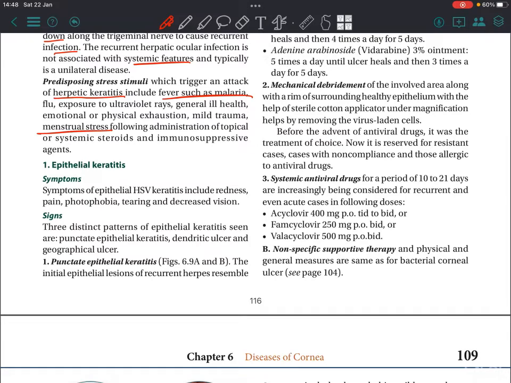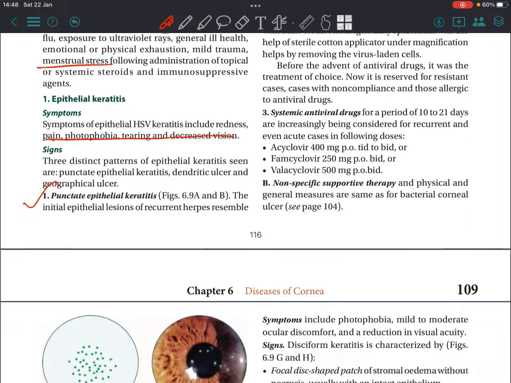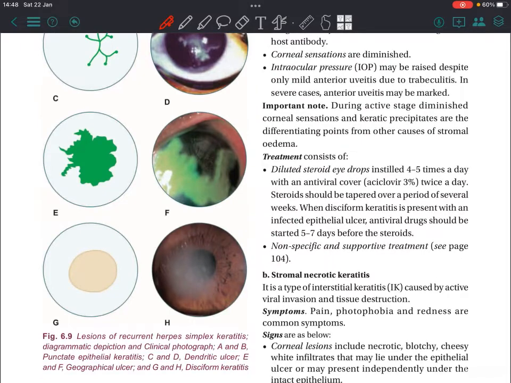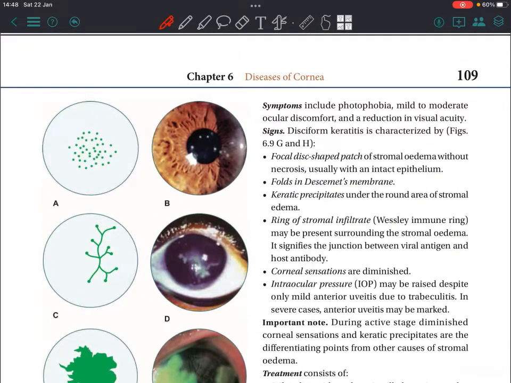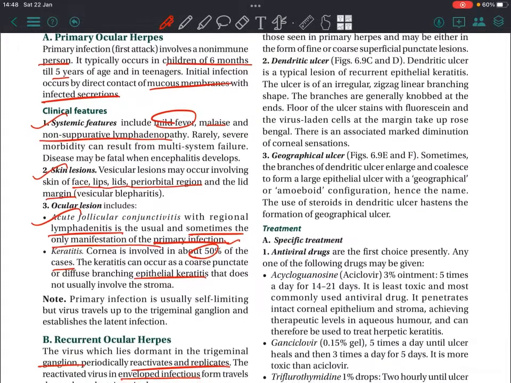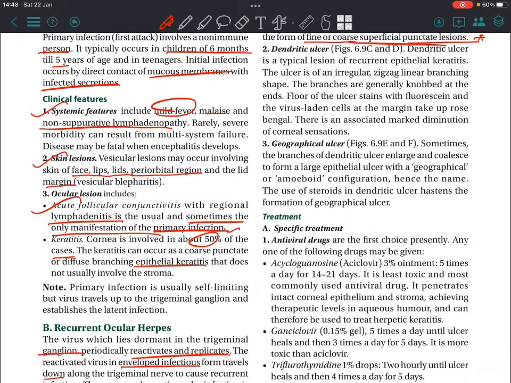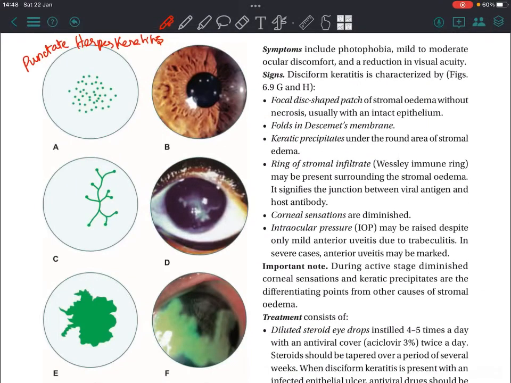Epithelial keratitis: symptoms of epithelial HSV keratitis include redness, pain, photophobia, tearing, and decreased vision. Signs: punctate epithelial keratitis, figure 6.9 A and B. The lesions are fine or coarse punctate lesions. Dendritic ulcer, figure 6.9 C and D.